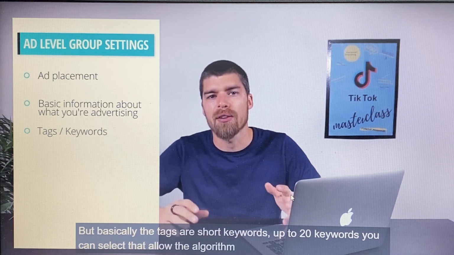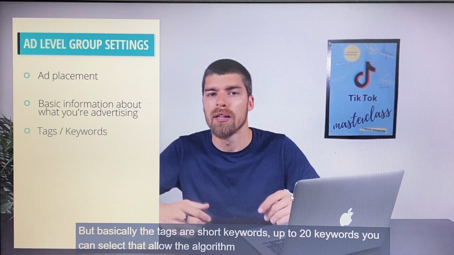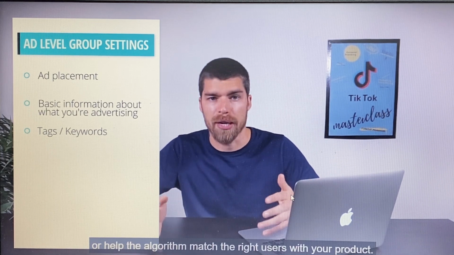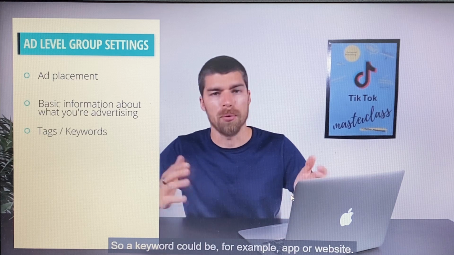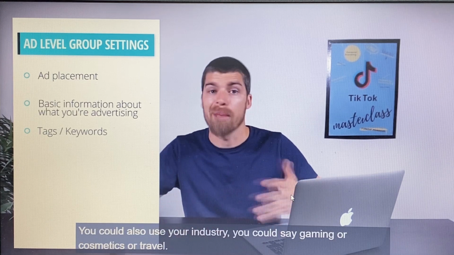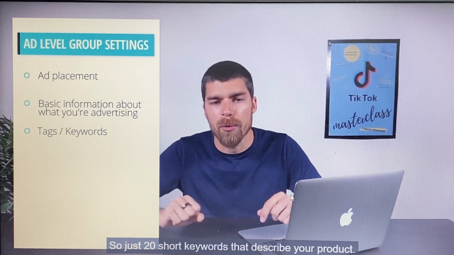But basically the tags are short keywords, up to 20 keywords you can select, that help the algorithm match the right users with your product. So a keyword could be, for example, app, website. You could also use your industry. You could say gaming or cosmetics or travel. So just 20 short keywords that describe your product.